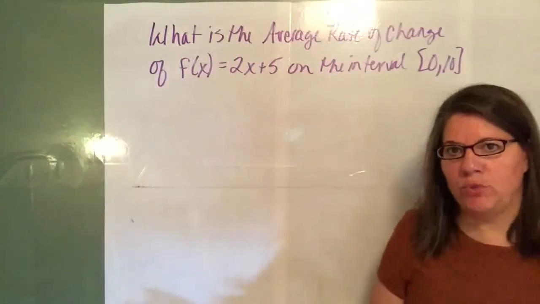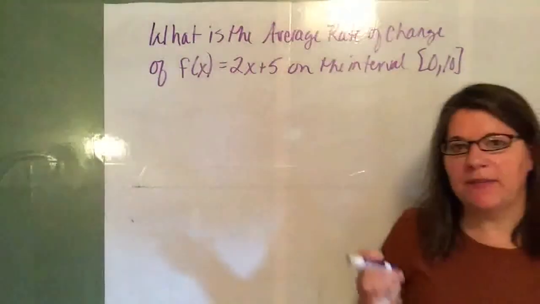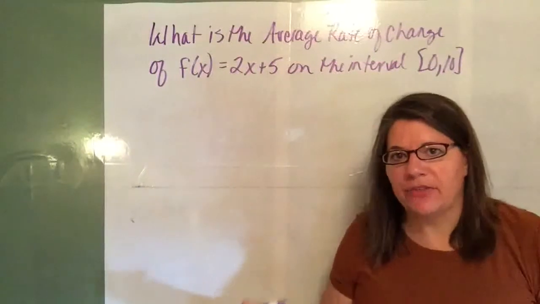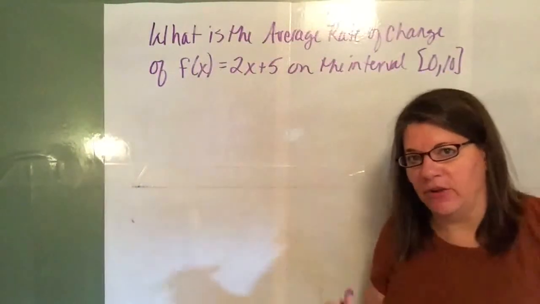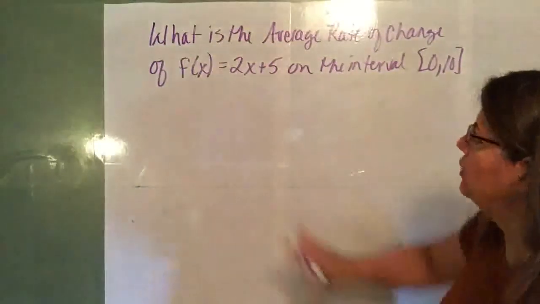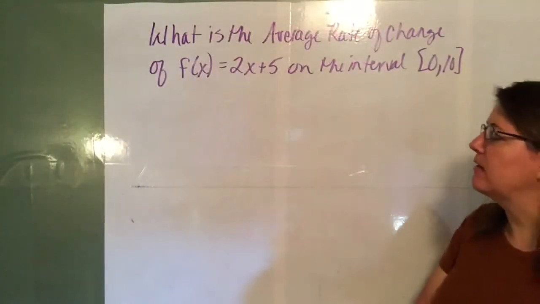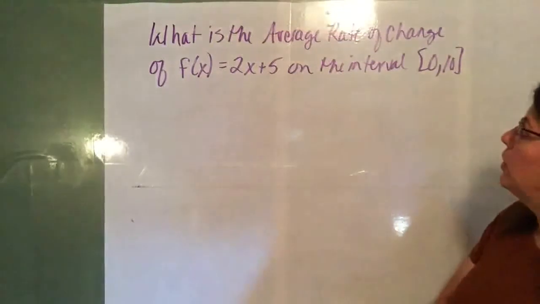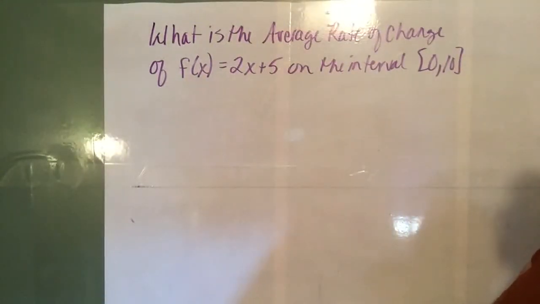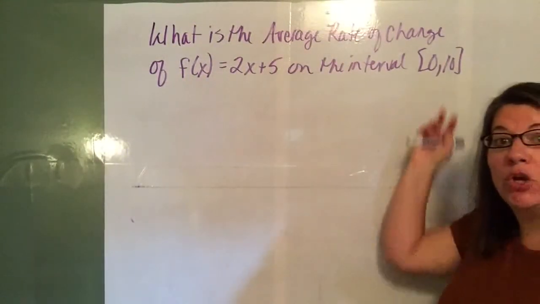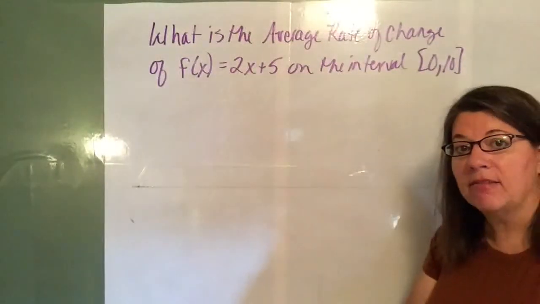And as you do practice, remember, anytime you see find the average rate of change, that means you're finding the slope formula for the points that they're indicating. So if you look at this one, it says, what is the average rate of change of f of x equals 2x plus 5 on the interval 0 to 10? And we notice here, hopefully, that it's a closed interval because of the brackets, okay?